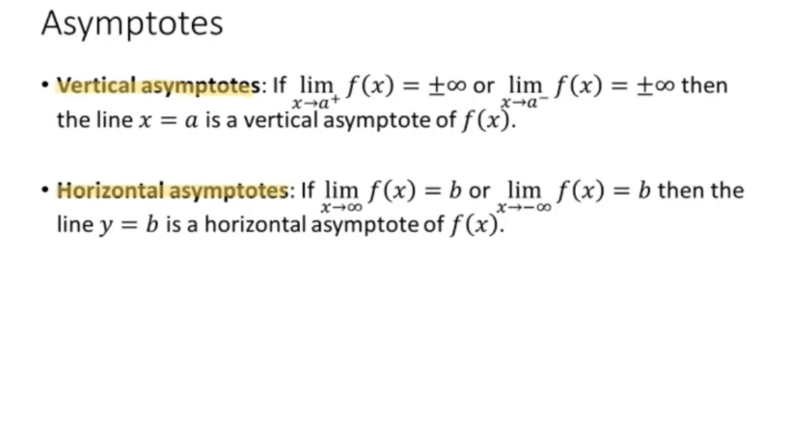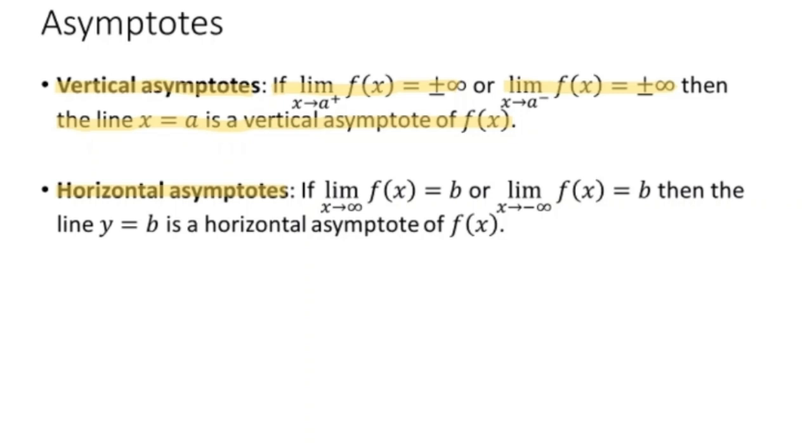First, for vertical asymptotes, if the limit as x approaches a from the right of f of x is infinity or negative infinity, or the limit as x approaches a from the left of f of x is infinity or negative infinity, then the line x equals a is a vertical asymptote of f of x. What this definition means is if our function on one side of a is increasing or decreasing without bounds, then there is a vertical asymptote located at x equals a. And keep in mind, vertical asymptotes are vertical lines. So we do have to write x equals a when representing the vertical asymptote.